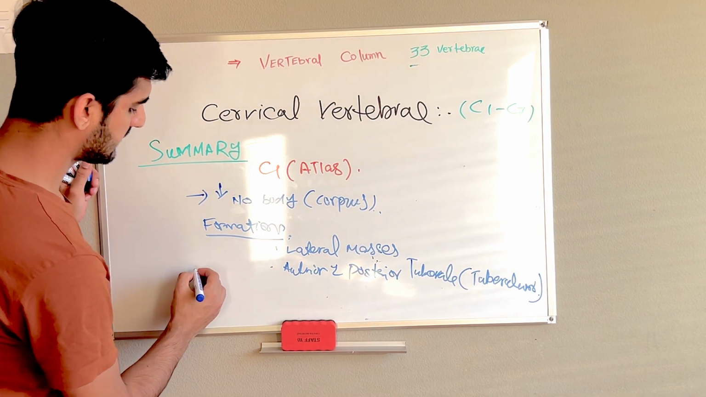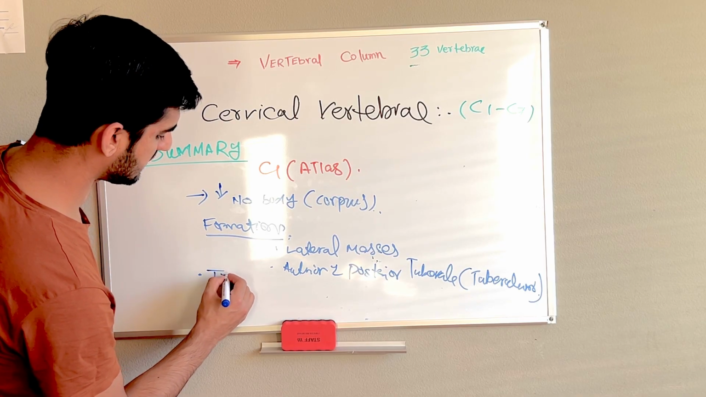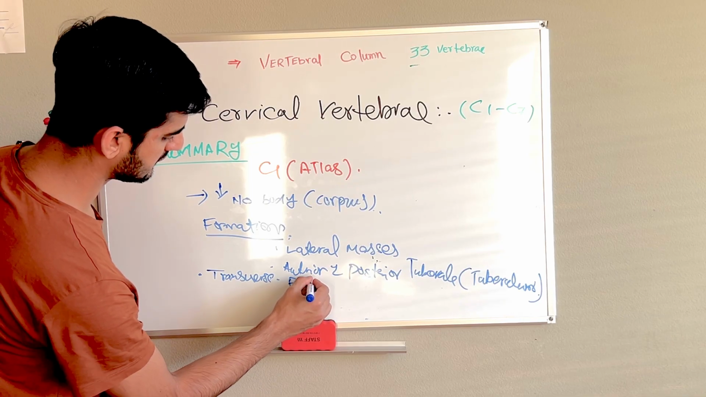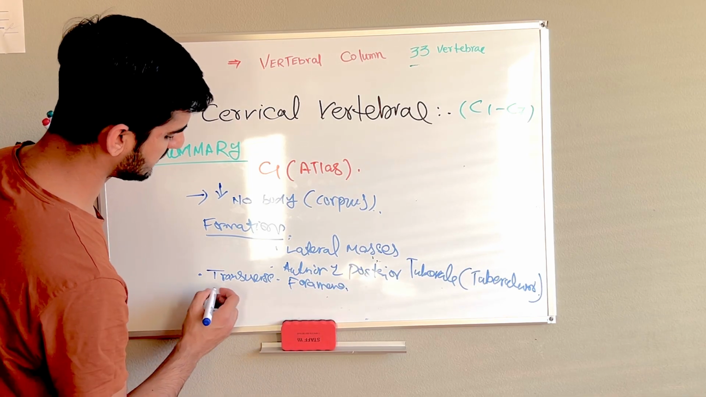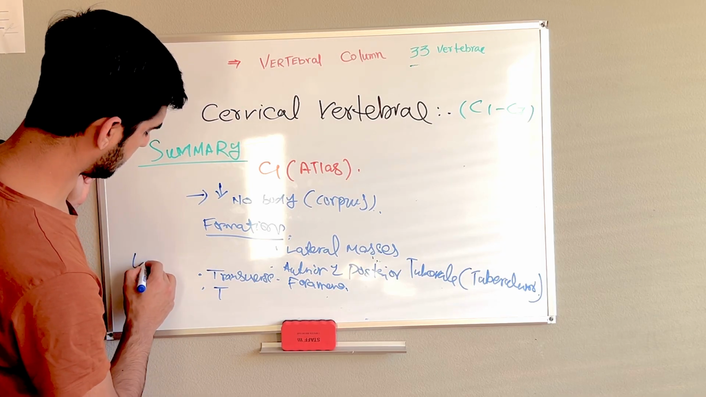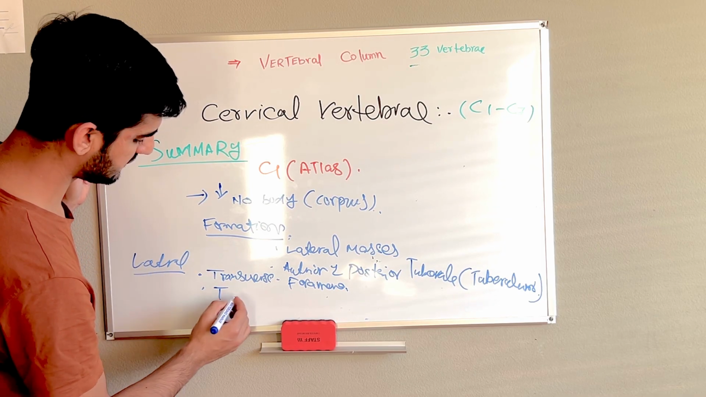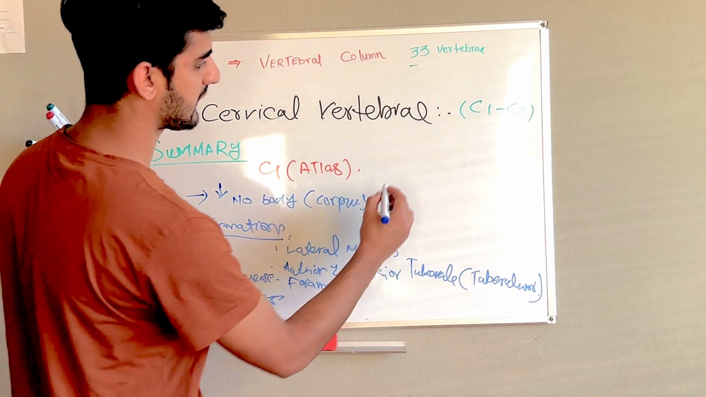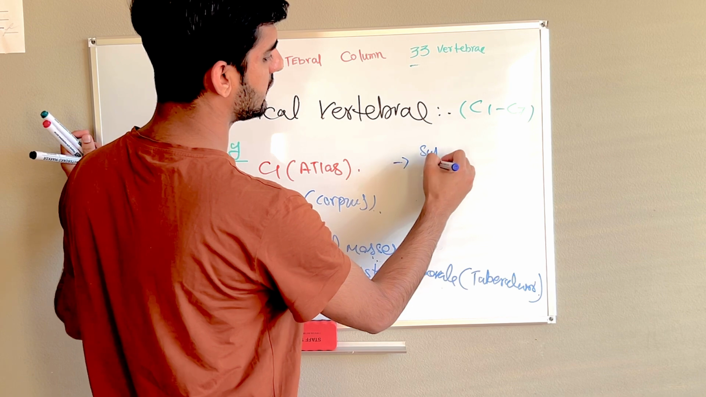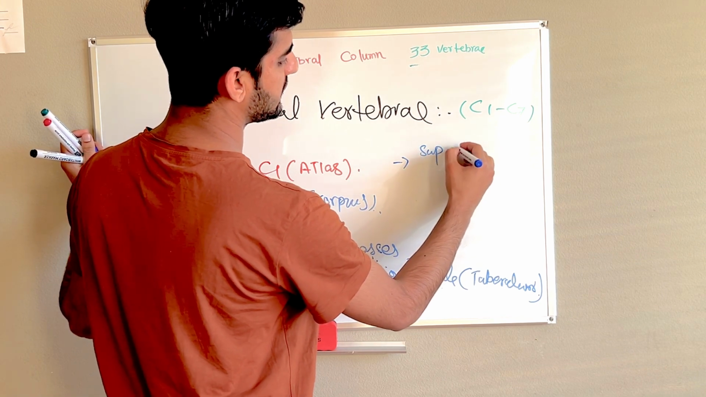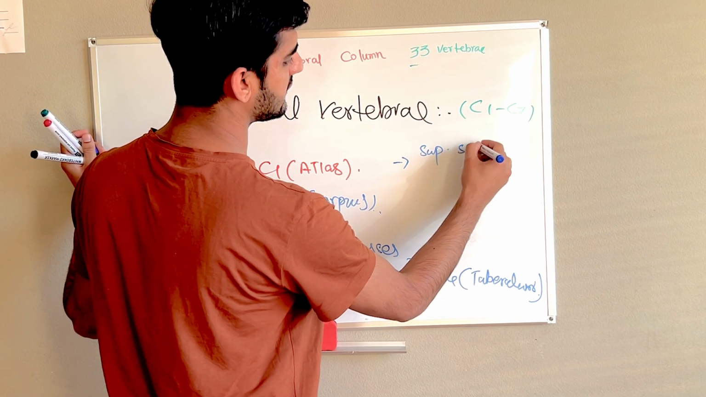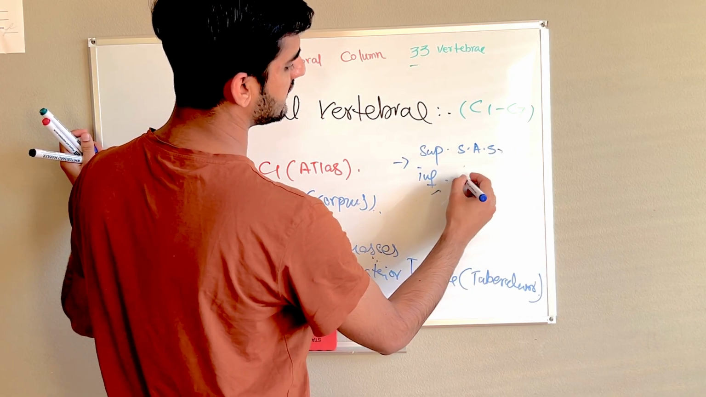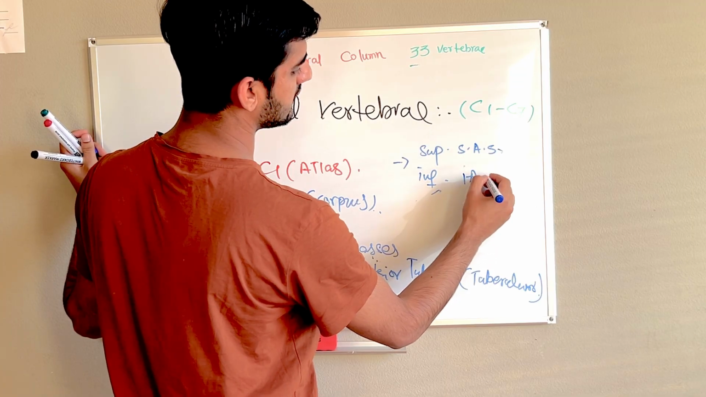Okay, then we have transverse foramina. Which side? Lateral side. Okay, laterally we have transverse foramina and transverse processes. Superior we have superior articulating surface, inferior we have inferior articulating surface.